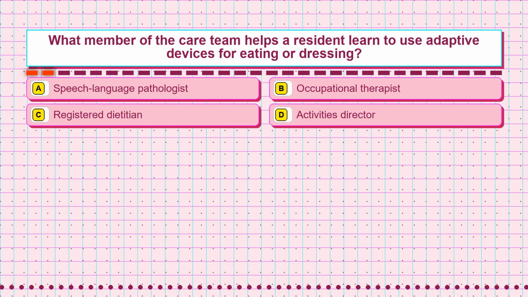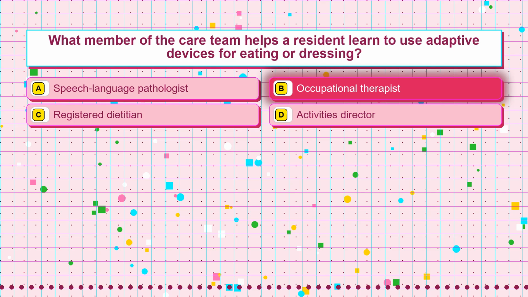Question 60. What member of the care team helps a resident learn to use adaptive devices for eating or dressing? Option A, a speech-language pathologist. Option B, occupational therapist. Option C, registered dietitian. Option D, activities director.